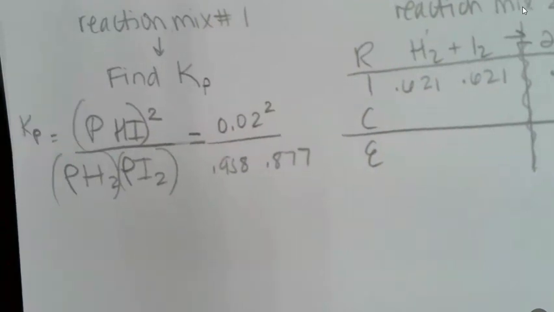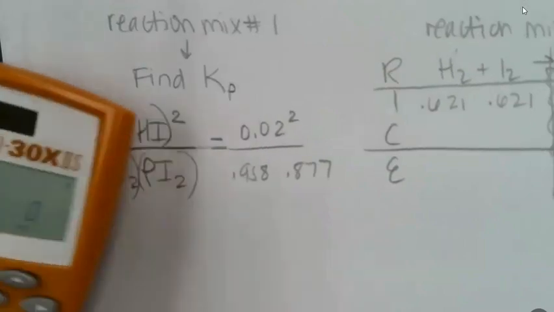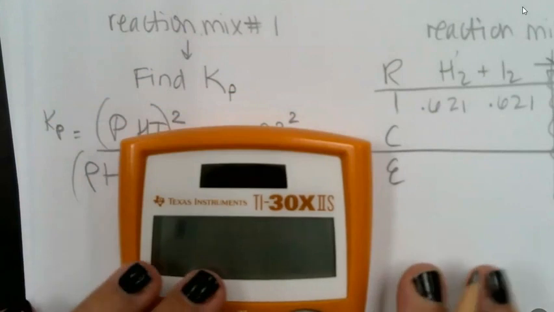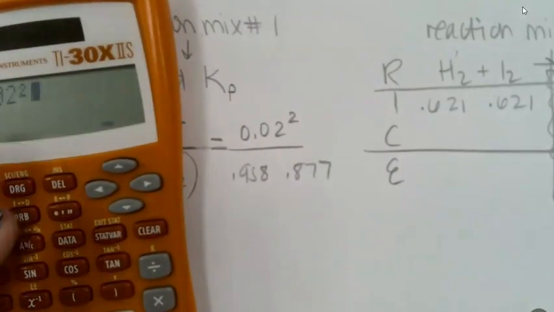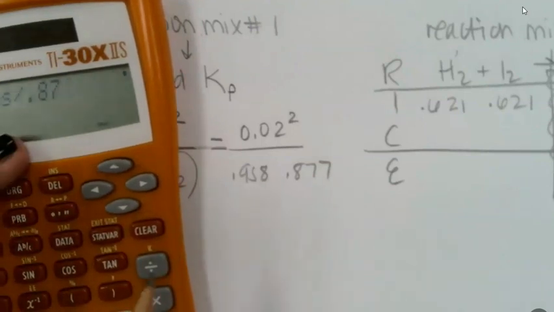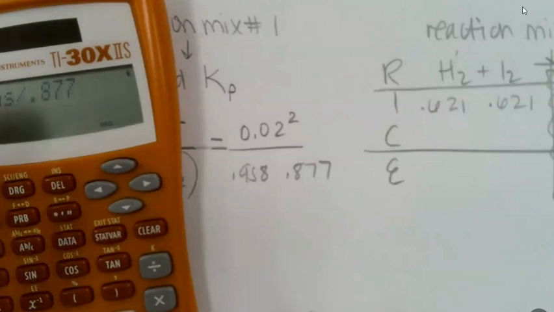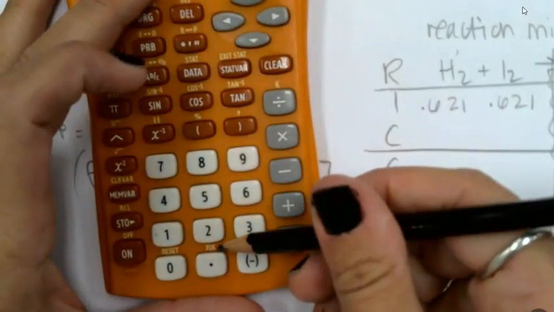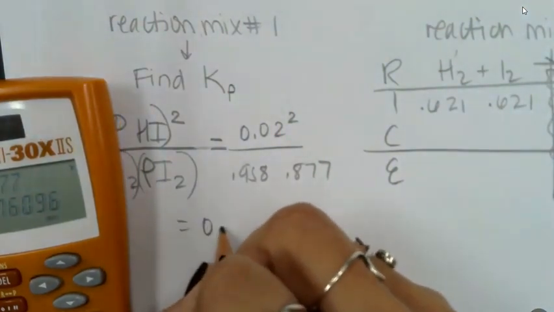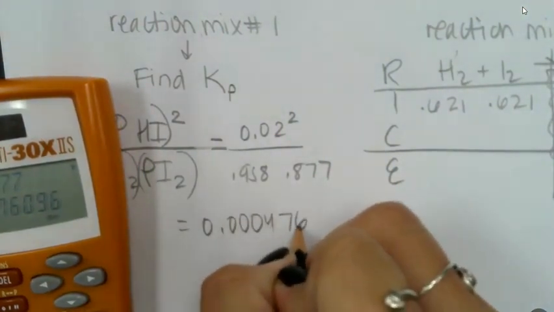0.02 squared. Wait, why? Oh, I'm on fix. Why is it like that? Clear that memory. 0.02 squared divided by 0.958. I have a K of 0.000476. What does fix mean? It means all your numbers are wrong.